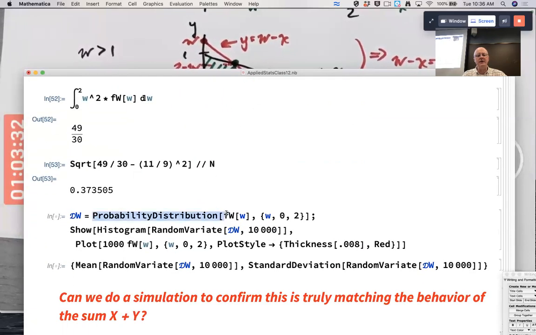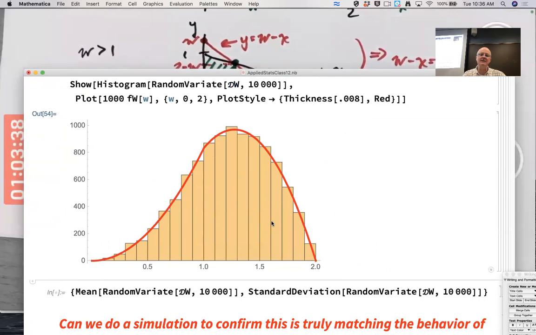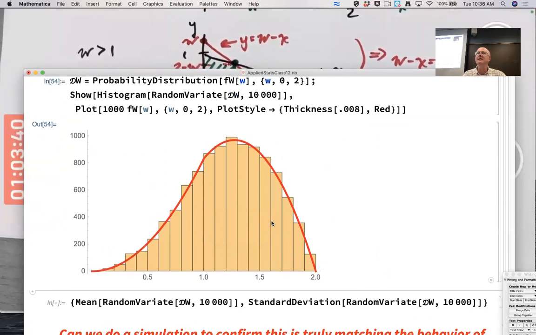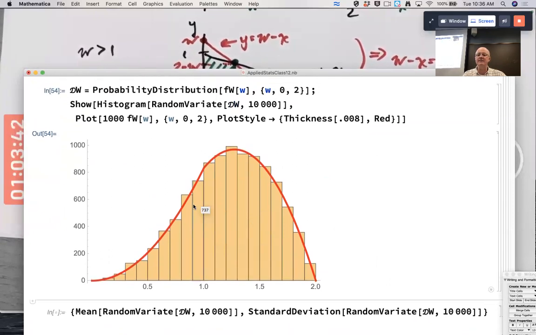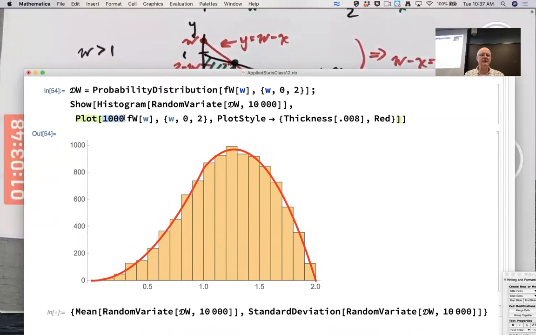So I can do the probability distribution thing that I already showed you. I can make a histogram and plot it with the PDF and see that I got a good match. That's some confirmation. That's the PDF of W multiplied by 1,000 to make it scaled up. Matching the simulation, that's good. That's actually not really confirming that I haven't made a mistake though, because I'm just using my answer in both spots. There and there.